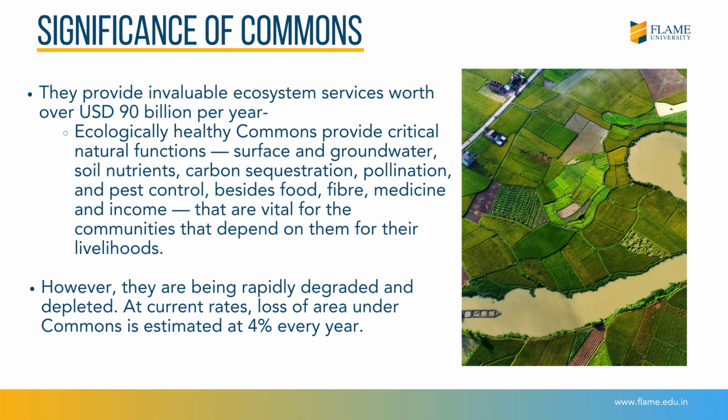They also provide ecosystem services, which could be pollination, watershed services, nutrient cycling, to the tune of $90 billion per year. And a commons which is ecologically healthy is critical for natural functions, for surface and groundwater, for soil nutrients, for carbon sequestration, for pollination and pest control, and it also provides rich products like food, fiber, medicines and income. However, these commons are being rapidly degraded for different reasons.